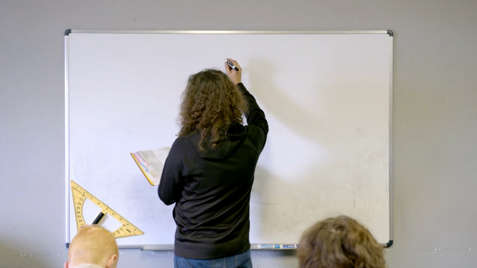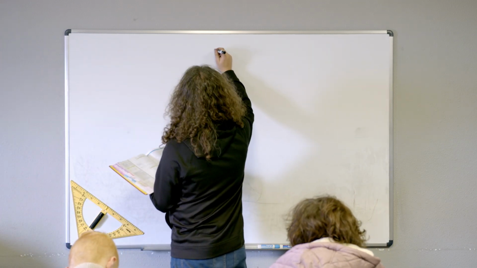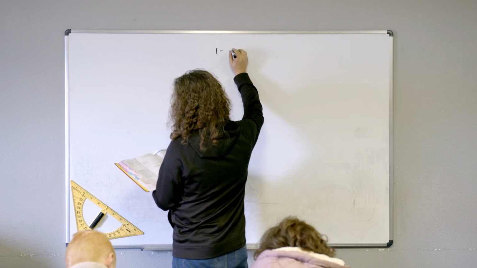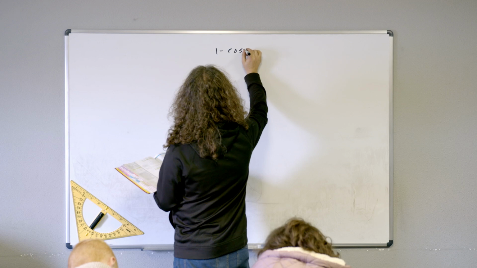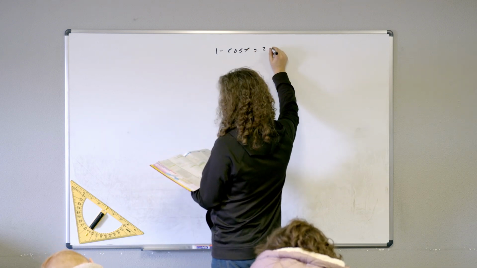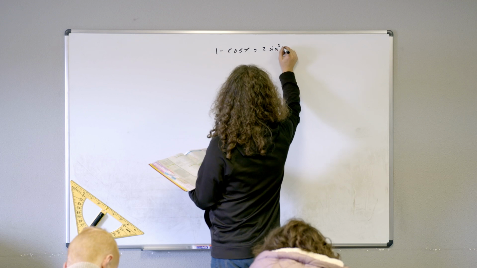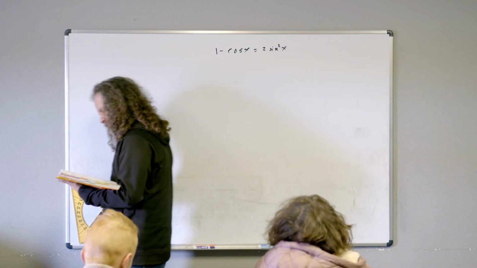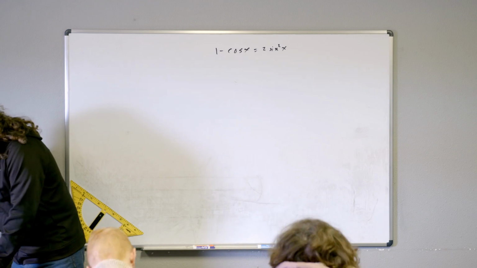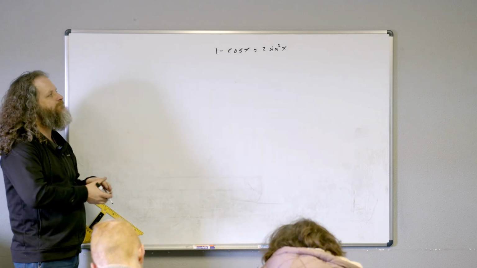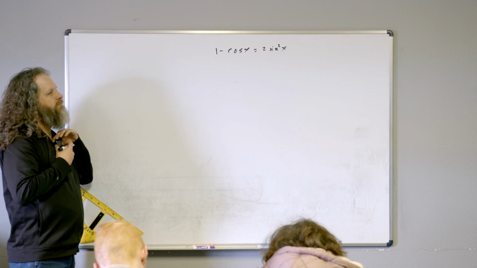5A. 1 minus cosine x equals 2 times the sine squared x. And that's it. So, same instructions, all the answers in the interval 0 to 2 pi. So, what can we do?